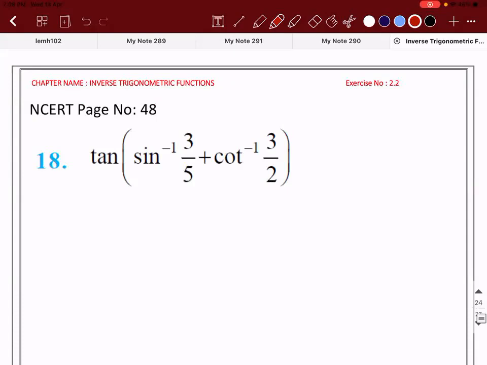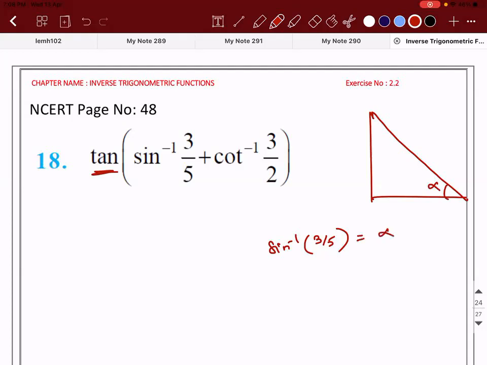Tan of sine inverse of 3 by 5 plus cot inverse of 3 by 2. Look at the outer function, that is tan. Inside, you're supposed to write it in terms of tan inverse. This will be the last problem. Let's take sine inverse of 3 by 5 as alpha, then 3 by 5 is equal to sine alpha.